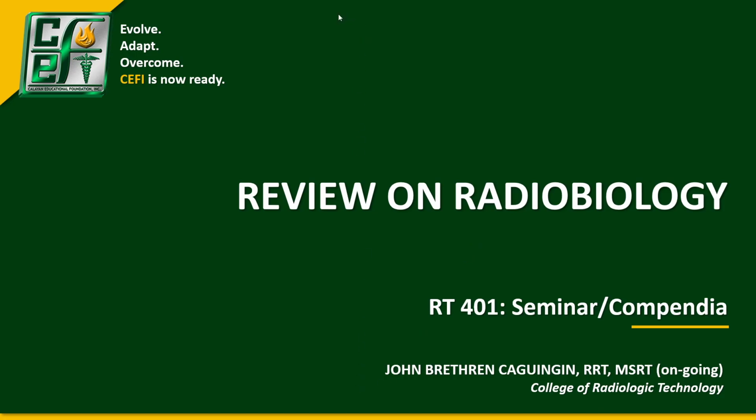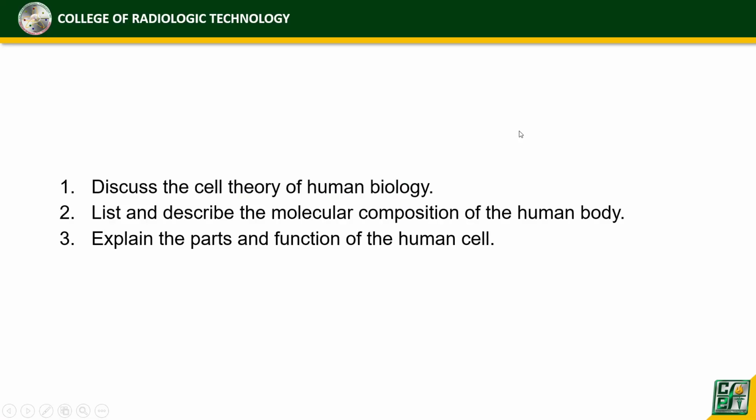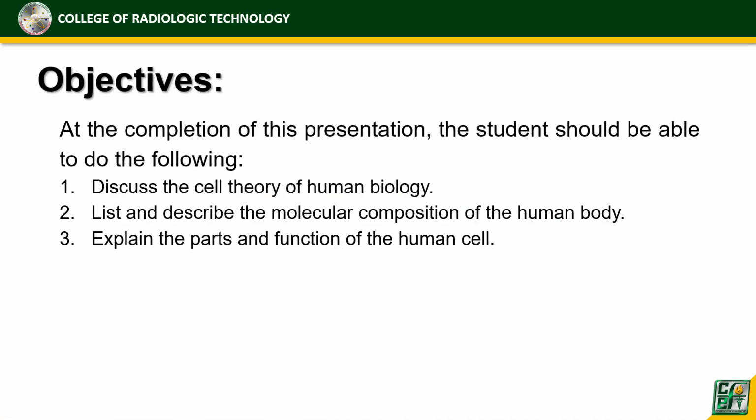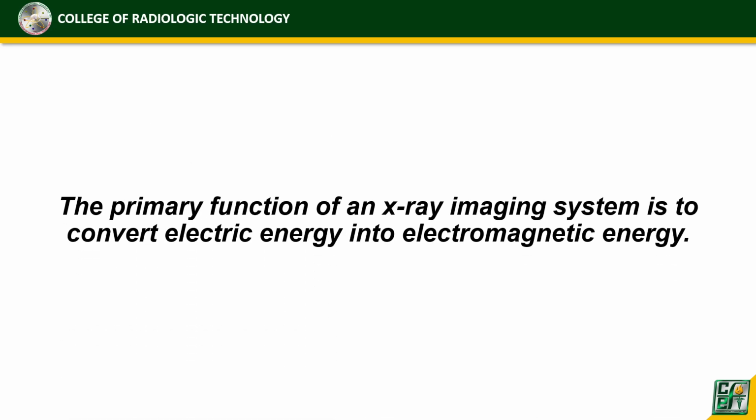Okay, now we proceed to the review on radiobiology. For this session, these are our objectives. Discuss the cell theory of human biology. List and describe the molecular composition of the body. Then explain the parts and function of the human cell. It's just a brief review. Then after this, next meeting we will be discussing the cell division.